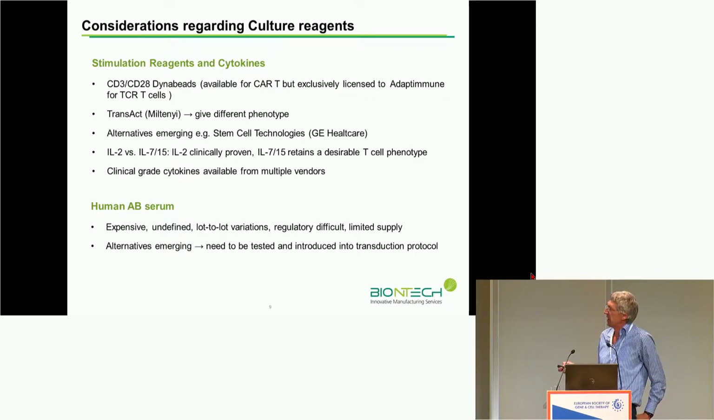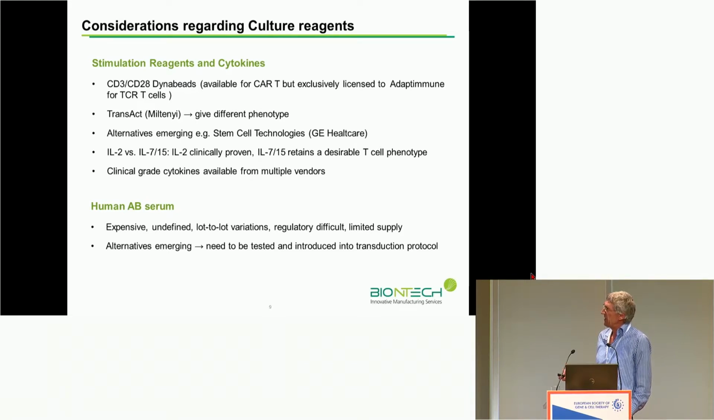Then, in terms of cytokines, most clinical experience is with IL-2. So most of the early days clinical trials have been done with IL-2 stimulation of T cells. IL-7, IL-15 is coming up, and it looks like the phenotype you get is more preferable if you use IL-7, IL-15. But again, the clinical experience is much more limited with these cytokines. The good news is that there are multiple vendors that provide these cytokines in GMP grade, so that's not a problem.